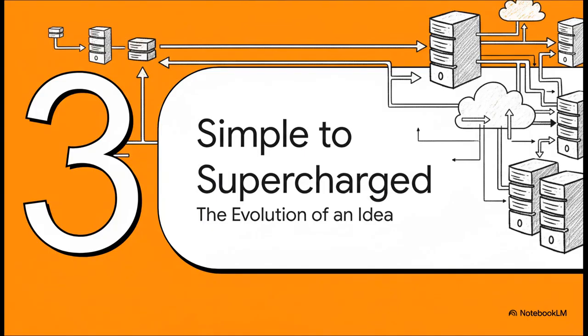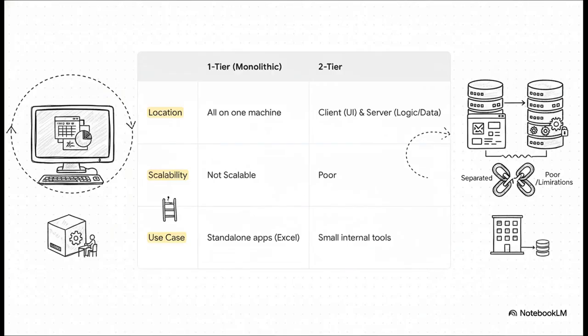So this basic idea of a client and a server is really powerful, but it definitely hasn't stood still. Over the years, it's had to evolve to handle bigger and way more complex jobs. Let's see how this simple idea got totally supercharged. Way back in the day, we had one-tier systems. You can think of a program like Microsoft Excel. Everything, the interface, all the number crunching, the data, it all lives on your one machine.